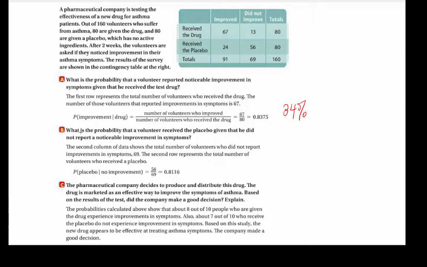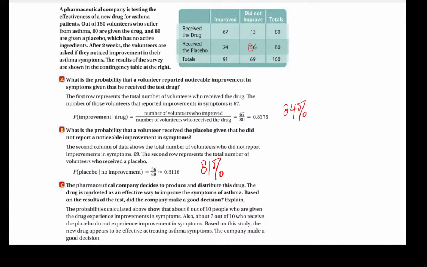Part B, what is the probability that a volunteer received the placebo given that he did not report a noticeable improvement in symptoms? So given that they did not improve, so we're talking about this column here, what's the probability that they received the placebo? That's this value right here. So that is our favorable outcome. That's the top of our fraction, our probability here, 56. The total number that did not improve was 69. So our ratio is 56 over 69, which is 0.8116, or approximately 81%.